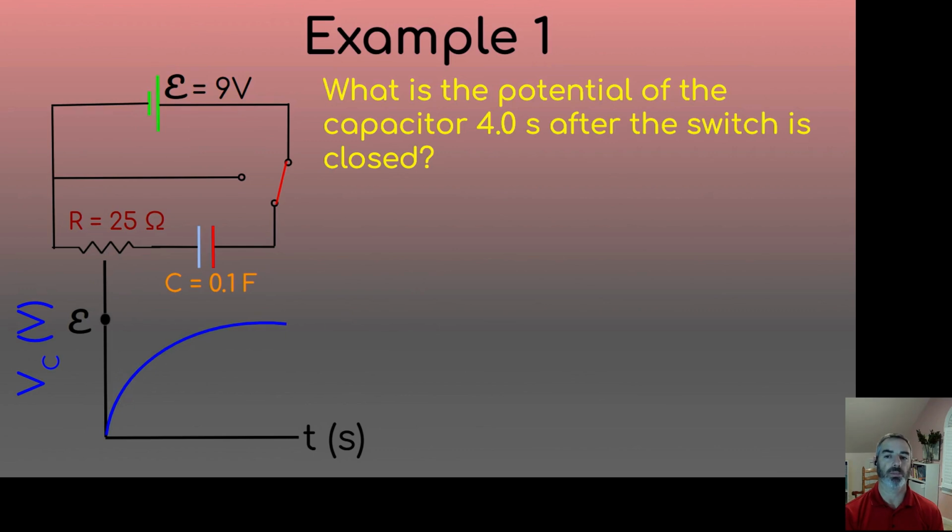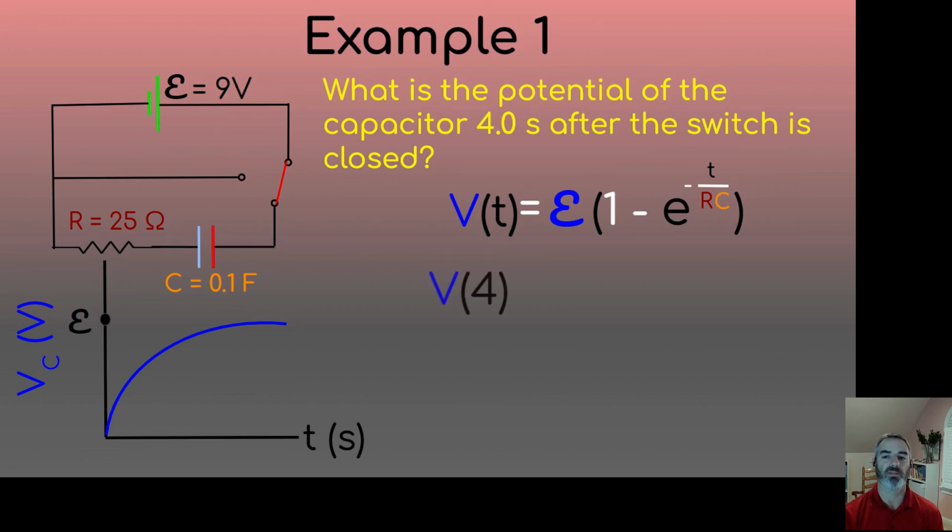So it's going to have a shape like this, which means we're going to use the charging function of the potential as a function of time. And then all we have to do is substitute in 4, find V of 4, and that's going to equal the EMF of the battery, which is 9 volts.